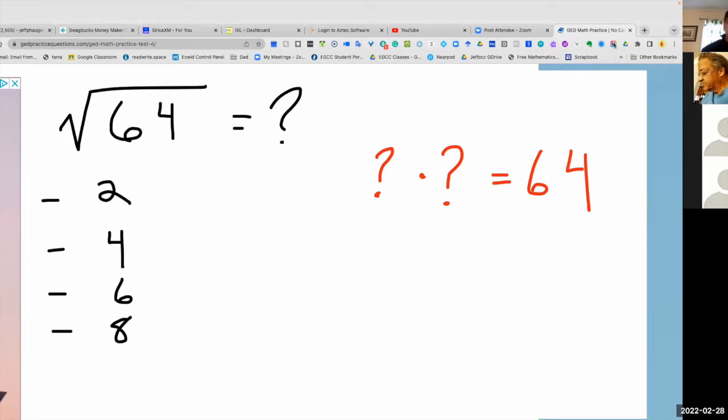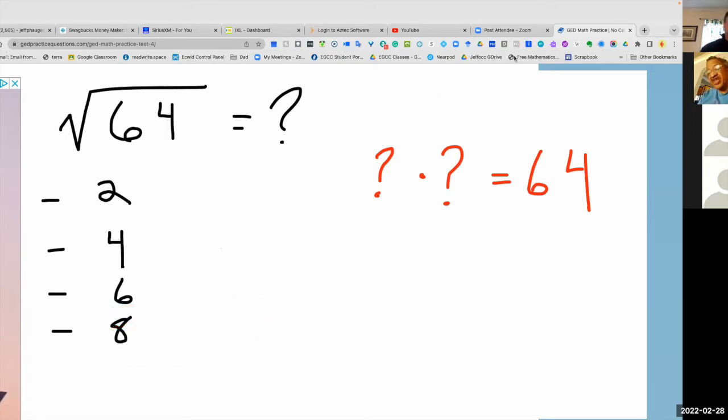So we could just do 2 times 2 is 4. 2 times 2 is 4, so that's no good. 4 times 4 is 16, so that's no good. 6 times 6 is 36, that's no good. 8 times 8 is 64, so that's good.